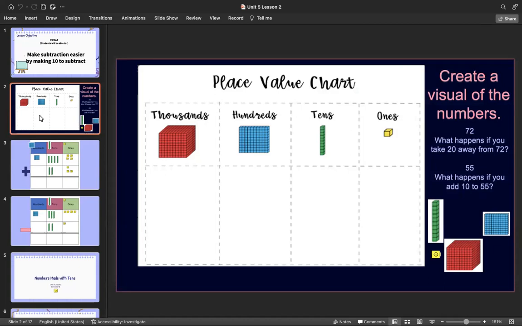Next problem, you have 55. What happens if you add 10 to 55? Pause, work with your learning coach.